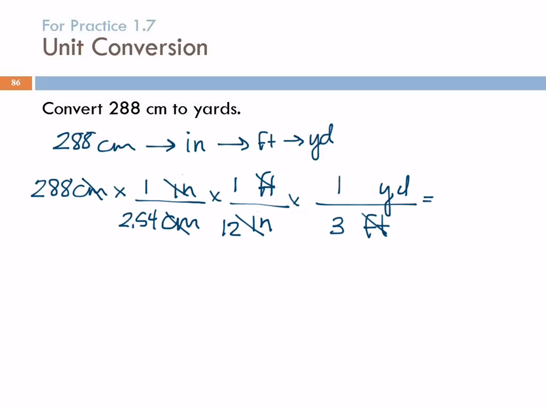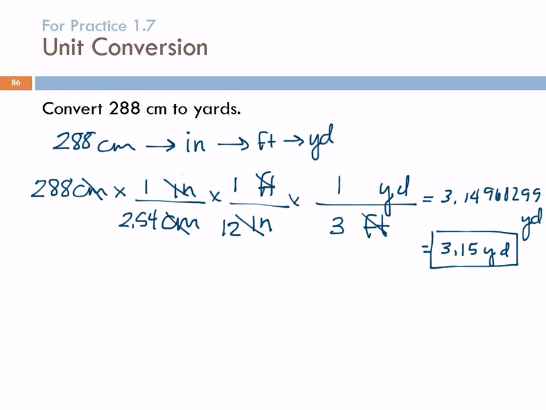And then my calculator gives me this big long answer, 3.149606299. The unit is yards. And now that we know about significant figures, we can practice that. How many significant figures should the answer have? 3. The starting number had 3 significant figures. Each of the unit factors here is an exact conversion. Exact conversions do not change the number of significant figures. So we're going to say this is 3.15 yards. Any questions?